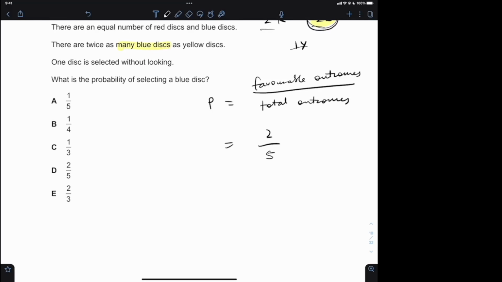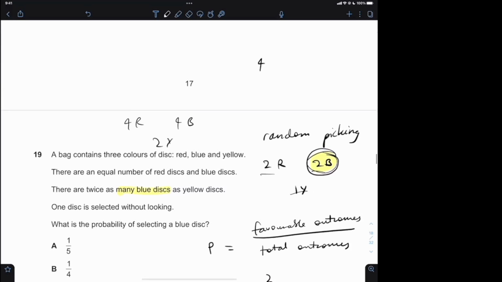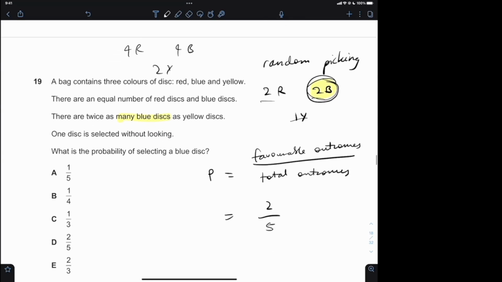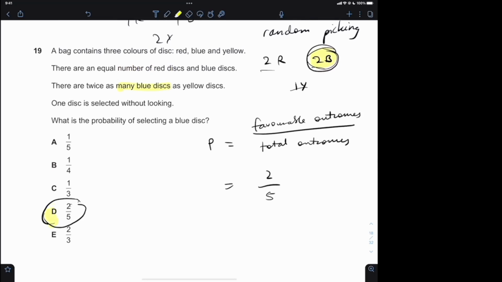Now, you may be wondering, what if we pick different numbers? The thing is it's about a fraction. It's about a proportion of the whole, right? So even if I made this 4 red, 4 blue, 2 yellow, you'd still have 4 over 10, which would simplify to 2/5. So you can see here that the probability does not change based on the number of discs as long as you keep the proportion the same. So random picking can make it a lot easier to actually just calculate the probability using normal formulae, okay? So the answer there is 2/5, or option D.